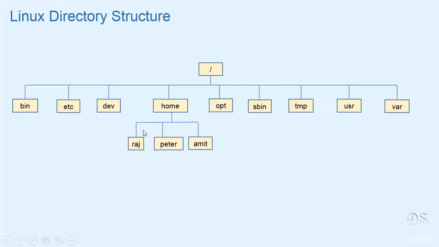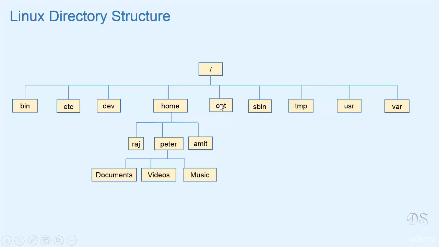We know that Linux is a multi-user operating system. Each user in Linux is given a separate directory under this home directory, and the name of the directory is the login name of the user. A user can store anything in his home directory. He can create more subdirectories to store documents, music files, pictures, video files, anything.